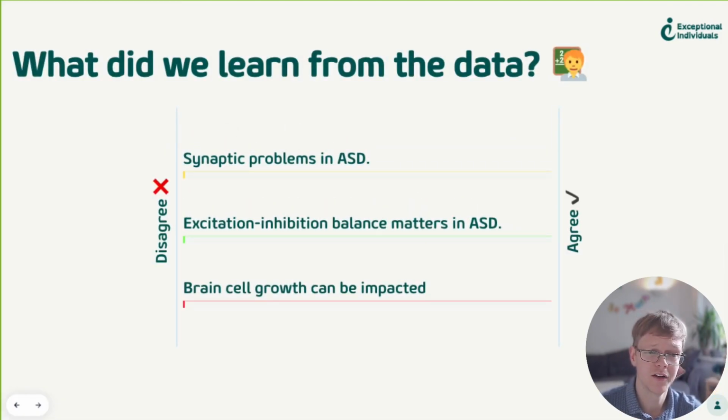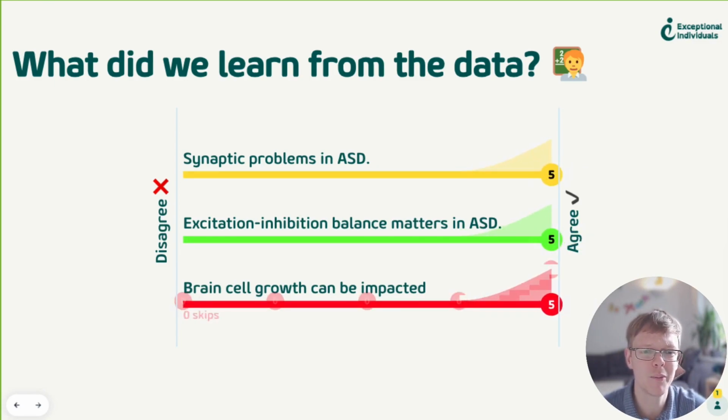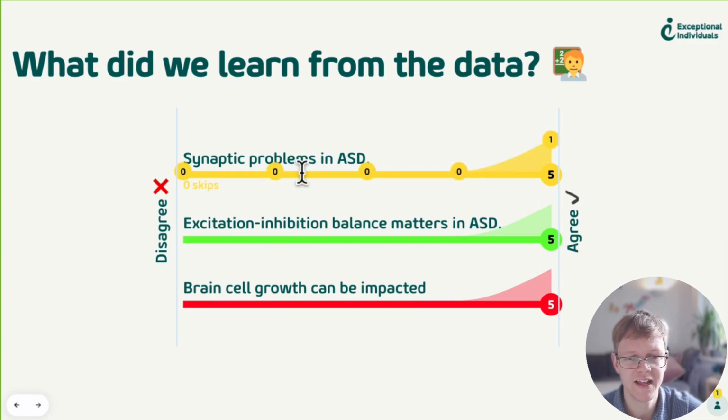Overall, what did we learn? Now I need you to say if you disagree or if you agree, if these are the things that we've actually learned today. Because remember, the debate is ongoing. Did we learn that synaptic problems are in ASD? Well, I think we did. We noticed that people with ASD do have problems with their connections in their brains.